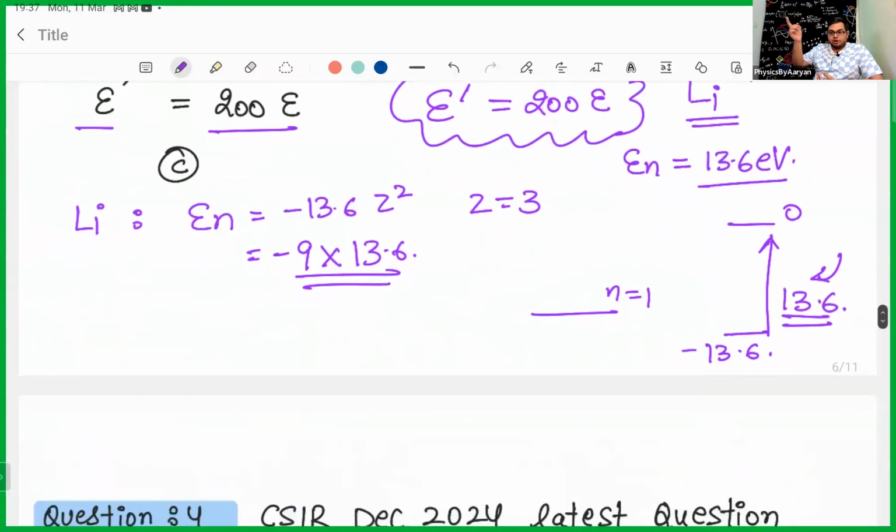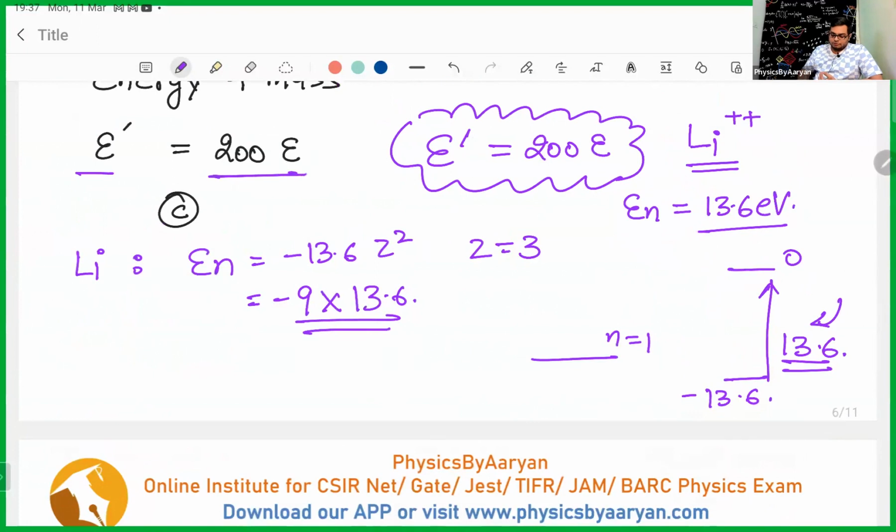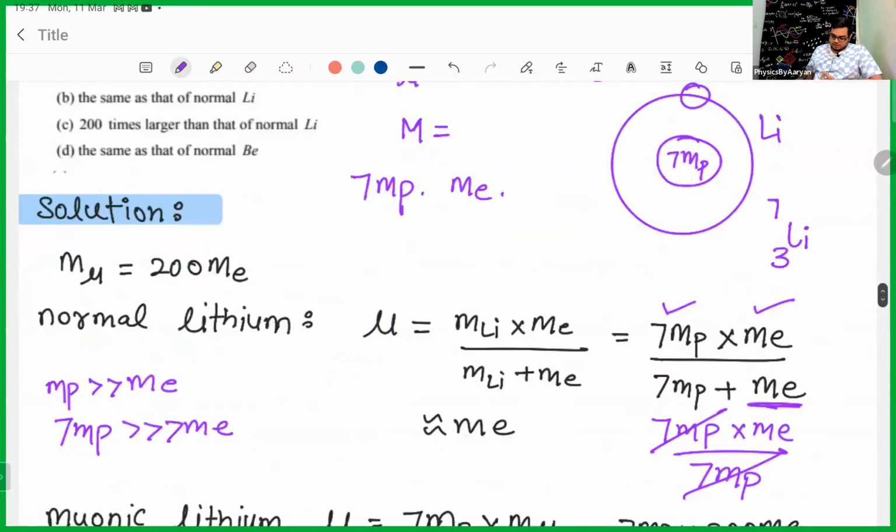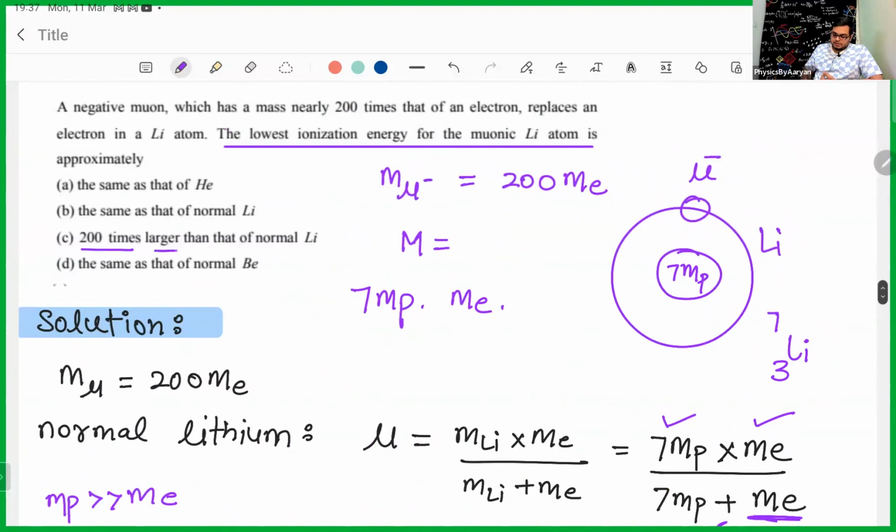But if I replace the electron with a muon, then this energy becomes 200 times. So now your energy will be 200 times 9 into 13.6. That is the case. Fine. So 200 times larger than the normal lithium. So that will be your option number C. Is it clear to everyone?